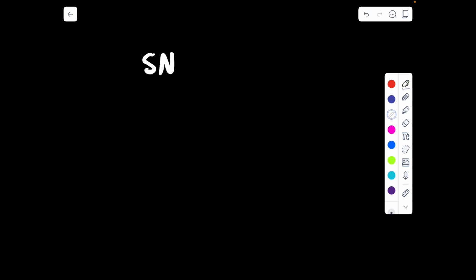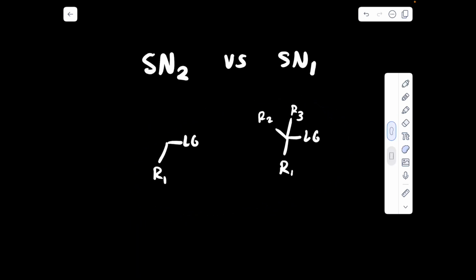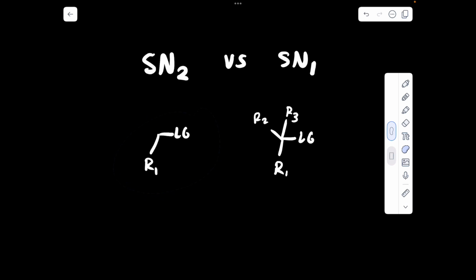So let's talk about the SN2 versus the SN1. Both an SN2 and an SN1 reaction are going to want a good leaving group. The leaving group, we want to be good. So essentially for both of these reactions, it is going to be favorable to have a good leaving group.